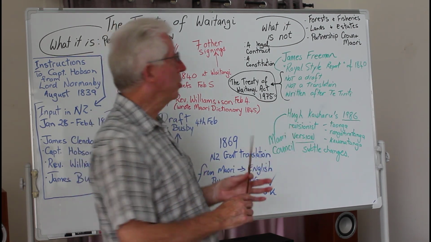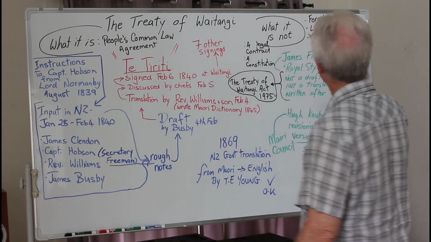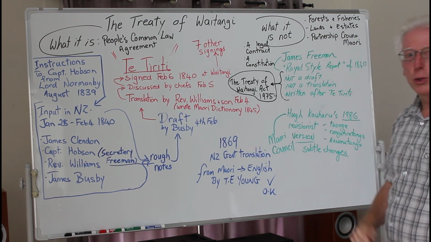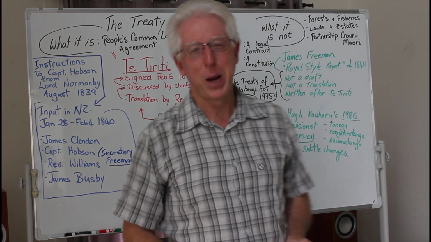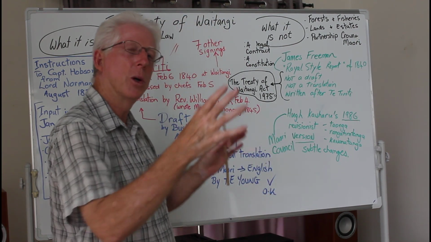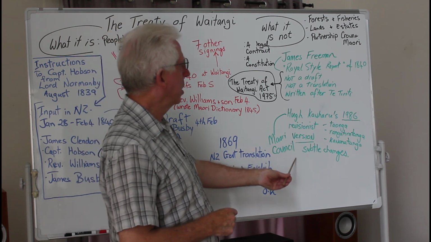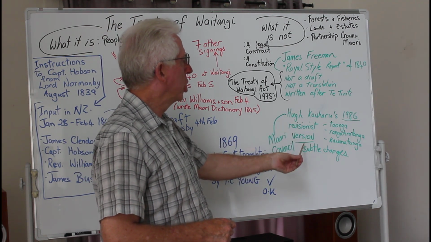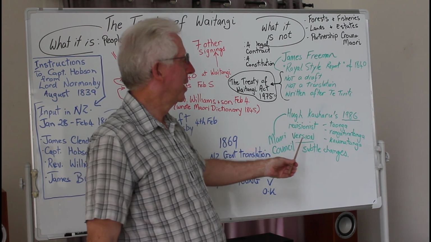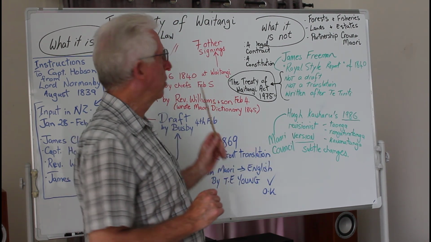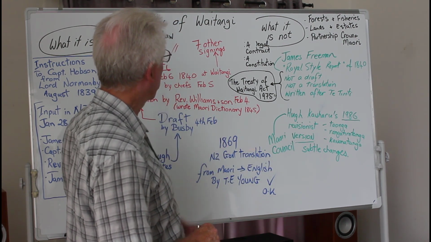And he used those words to rope in these ideas, or just hint at these ideas of forests and fisheries, lands and estates, and a partnership. It's all kind of subtly worked in. So his version, his apparent treaty, is a revisionist translation because it changes the original meaning of the 1840 text.